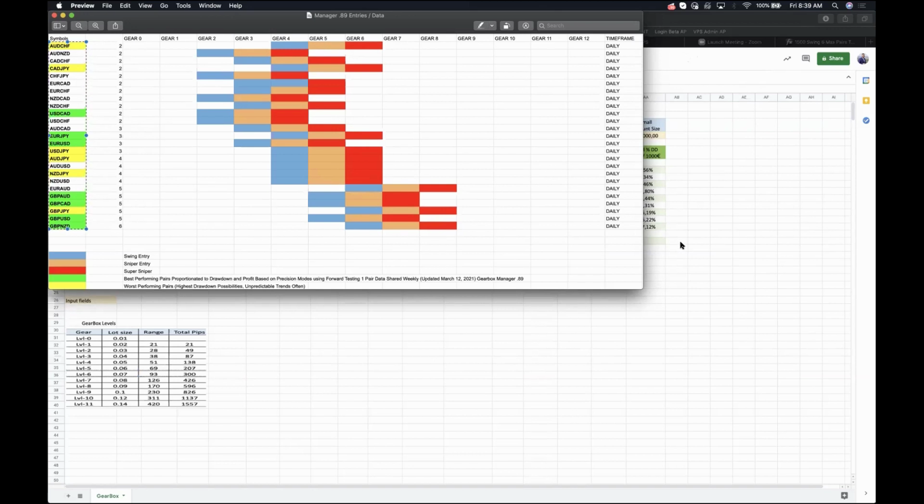Is there a link for the file of the level simulation in pips? Yep, it's right here in the chat. If you scroll up just a little bit, Ada, you'll see the link for it.